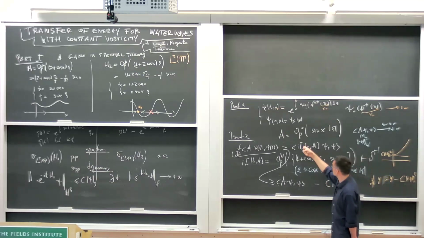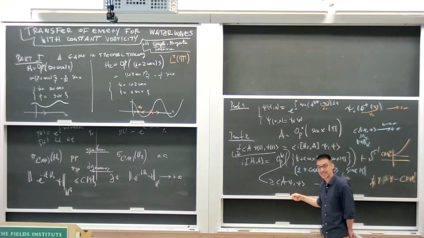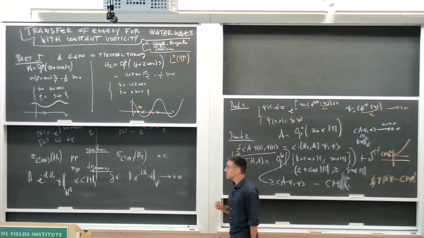But this you can do because A is a first order operator. This is an L2 norm. So if you take something localized in high frequency, you can construct something localized in high frequencies in such a way that this is larger than this. Okay, fantastic. This is the end of the game.